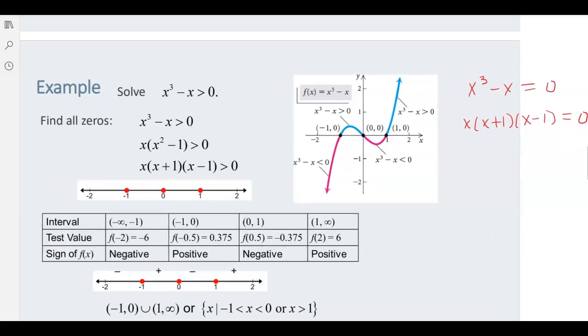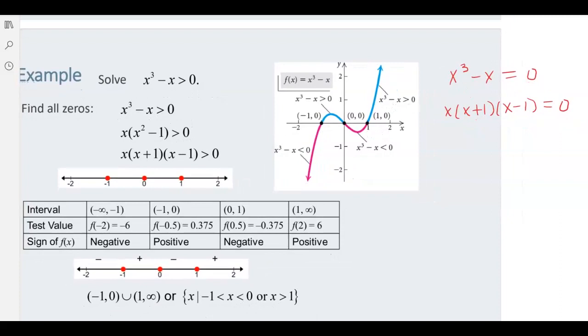So what we've done is we've broken the number line up into sections with each of those zeros, or x-intercepts, as the barriers or the boundary points.